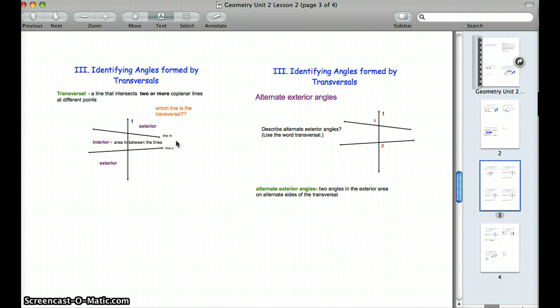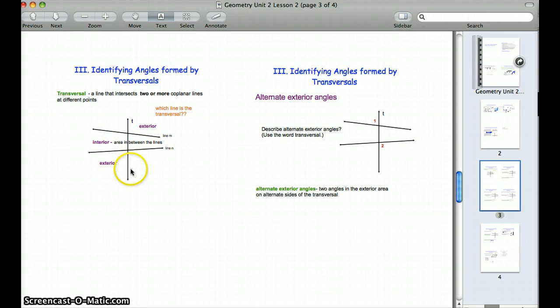Now we're going to identify some angles that are formed by transversals. A transversal is a line that intersects 2 or more coplanar lines at different points. So this is your transversal here, and it's going to intersect 2 of these coplanar lines here. So which line is the transversal? It's T right here. Okay?